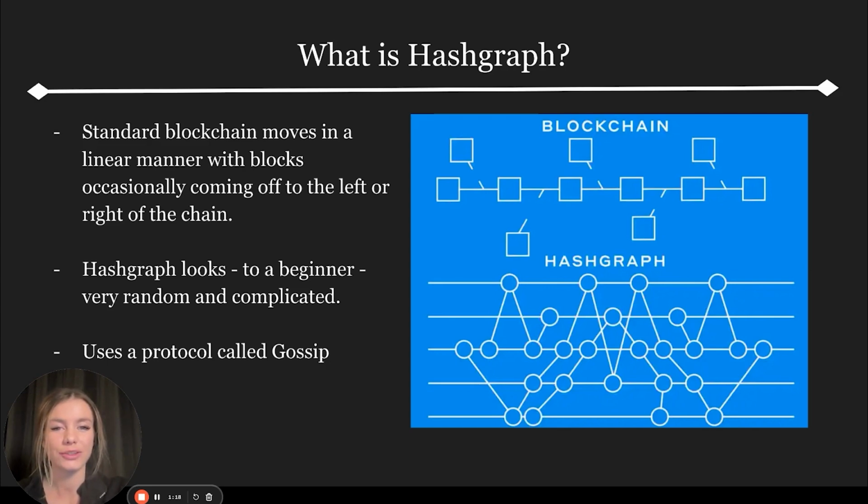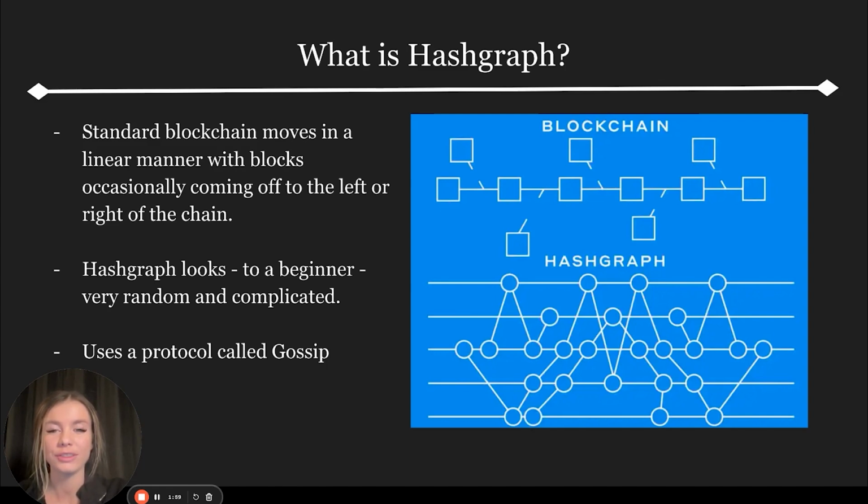What majorly helps me understand this is picture diagrams, because like I said, I'm quite simplistic in understanding the technical side of things. So if we compare a regular blockchain graph to the hashgraph, we can see the differences very clearly. The standard blockchain moves in a linear manner and has the occasional blocks coming off to the left or the right. Whereas the hashgraph, to a beginner, looks very random and very complicated, and like it doesn't really make a lot of sense. But you shouldn't let this put you off.